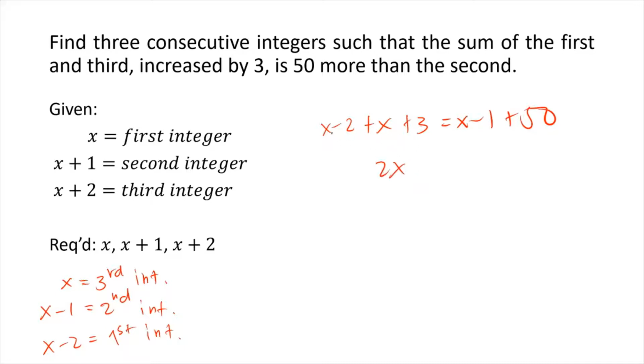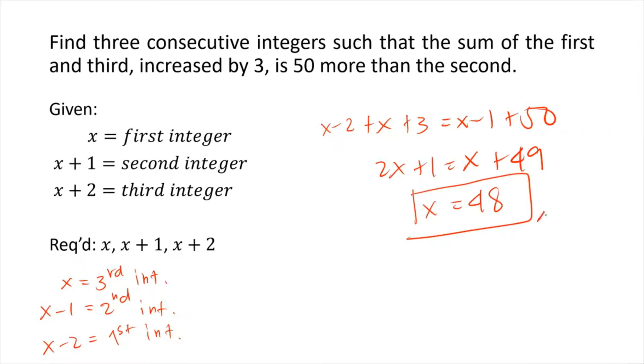2x, 3 minus 2, that would be 1. Then we have x plus 49. Okay, 2x minus x, we have x here. 49 minus 1, that would be 48. This is now the value of the third integer, which is the same as the one that we obtained earlier in the first solution, right?